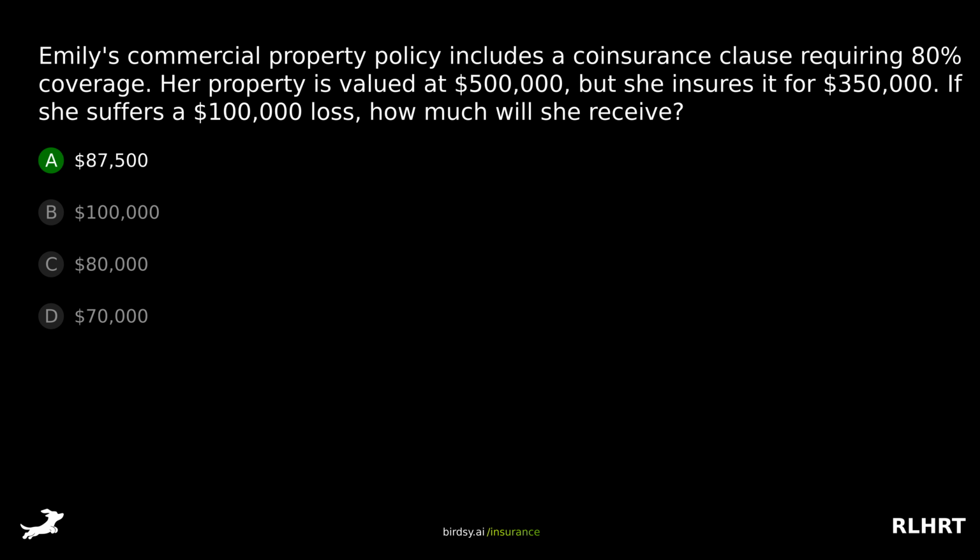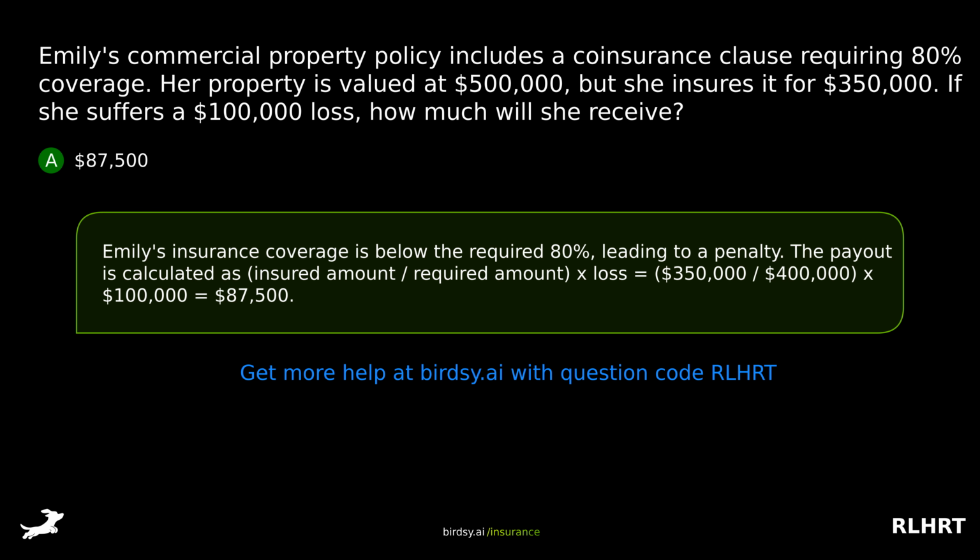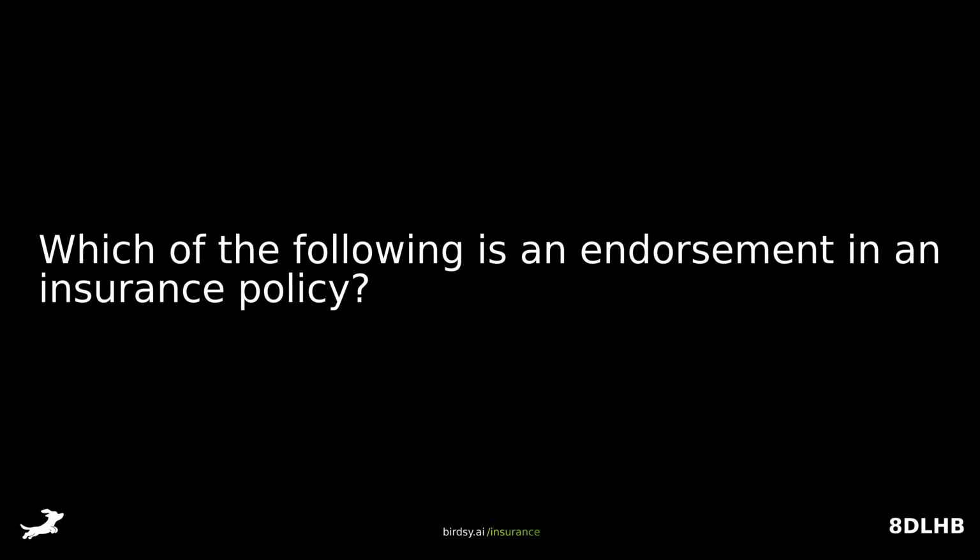The answer is A, $87,500. Emily's insurance coverage is below the required 80%, leading to a penalty. The payout is calculated as insured amount divided by required amount times loss equals $350,000 divided by $400,000 times $100,000 equals $87,500.